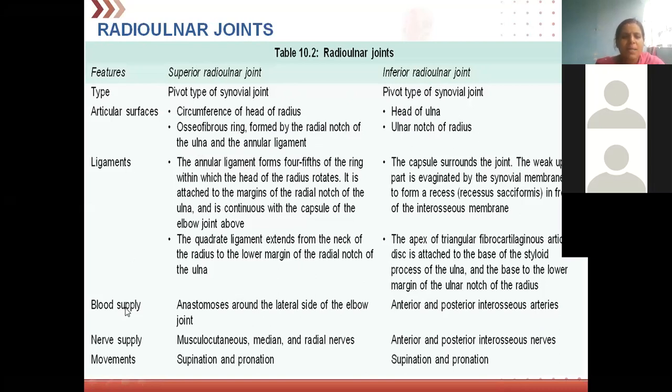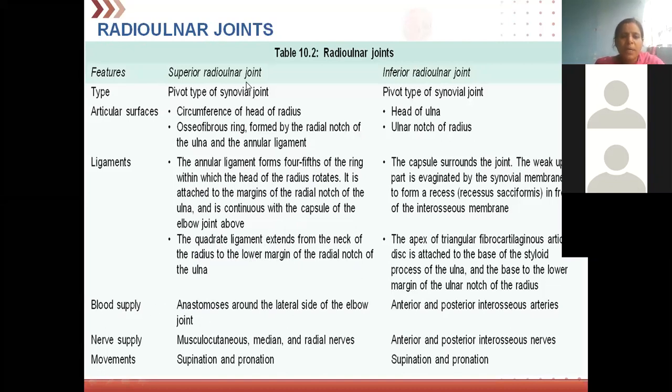Now, what are the various ligaments we find here? One is the annular ligament, which is the most important for this joint. It forms 4/5 of the ring in which the head of the radius rotates. That point is enough. Apart from that, there is one more ligament called the quadrate ligament, which extends from the neck of the radius to the lower margin of the ulna. That much you remember. Anastomosis and blood supply we have already studied.